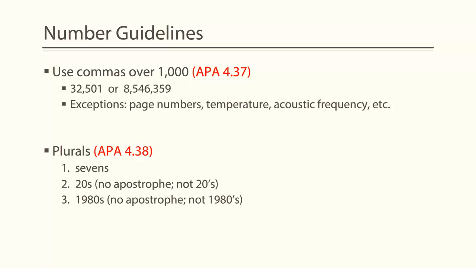When making numbers plural, you add an S to them, whether it is a word or a digit. So sevens is made plural just by adding an S, and note in example 2 and 3, 20s and 1980s do not have apostrophes. Just simply add the S to the digits.